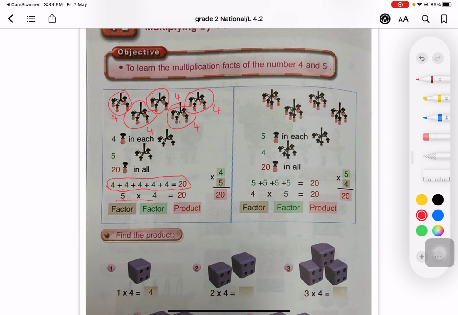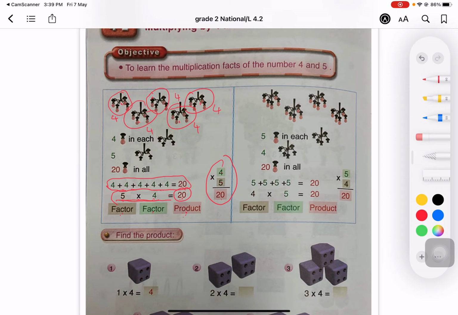I can write it horizontal, I can do it vertical. 4 multiply 5, the answer is 20. We call this 5 factor, this 4 factor. The answer we call it product. الناتج product. Factor, factor, product. This is a multiplication sentence. هذه جملة ضرب. Factor multiply factor equal 20. 20 we call it product.